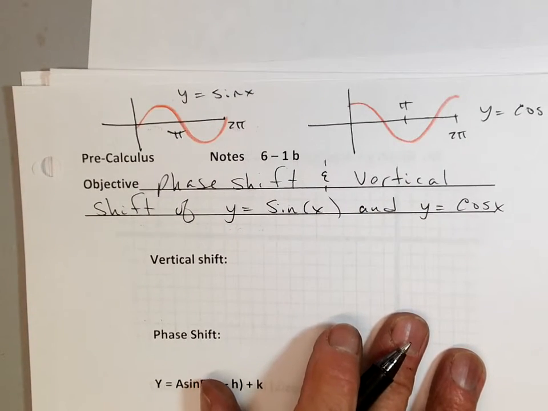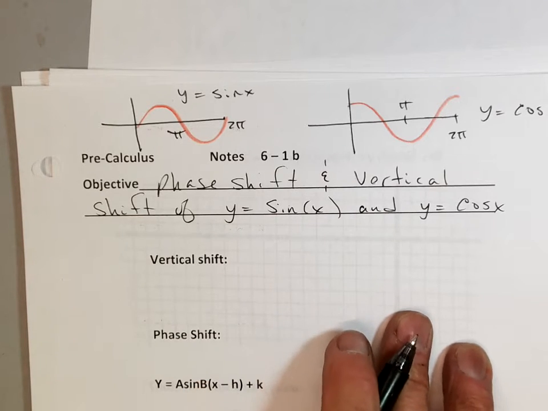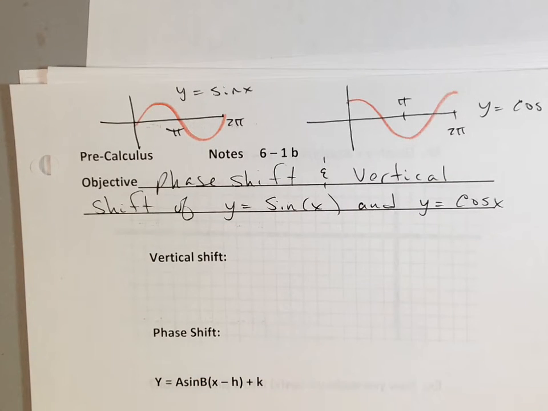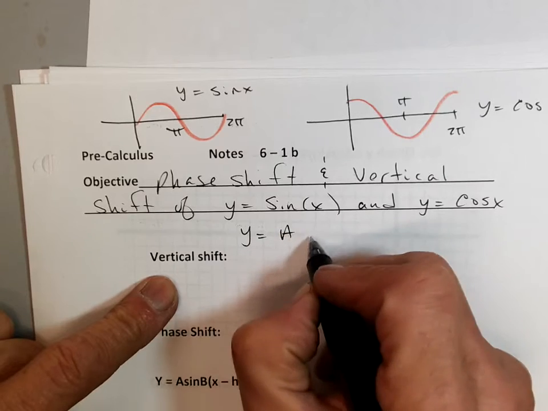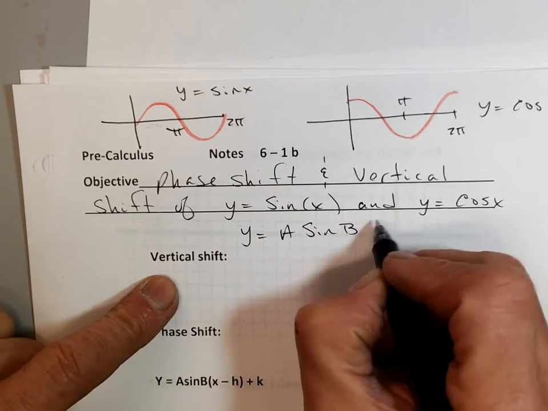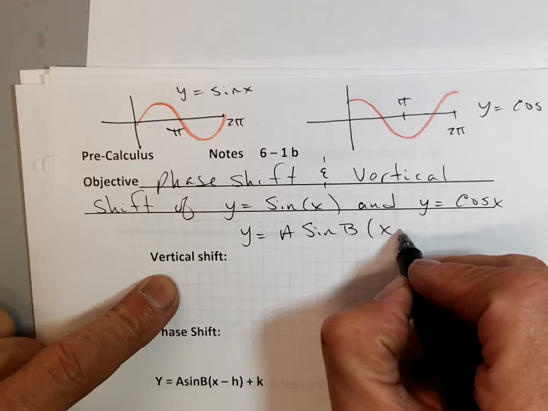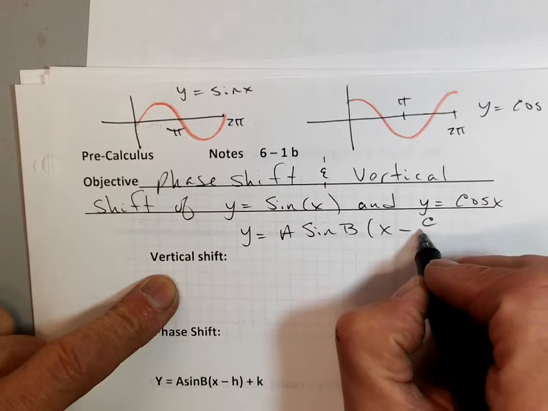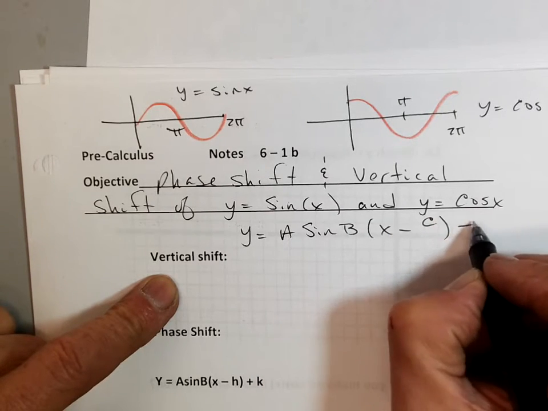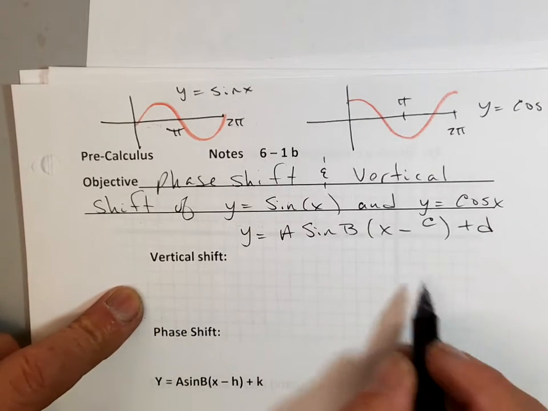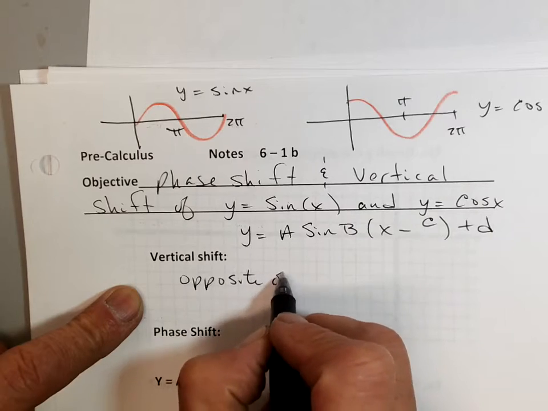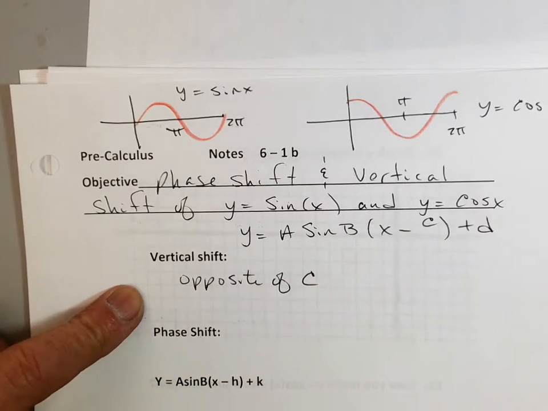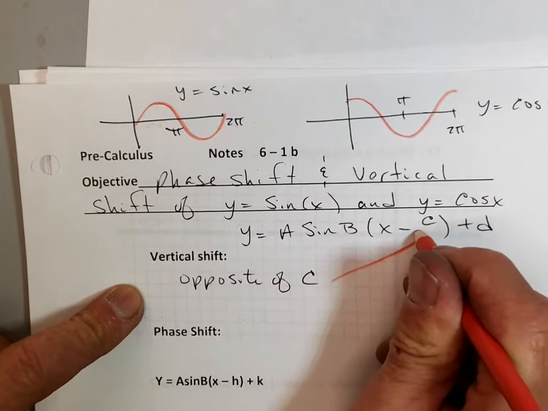If I can see the general shapes, then I know what I'm going to do, okay? So first of all, vertical shift. That's just an up and down, okay? That's going to be your value d. So if I have y equals a sine of b times x minus, and they say c over b, but I'm just going to call it c plus d. My vertical shift is the opposite of c. Opposite of whatever value is right there, okay?